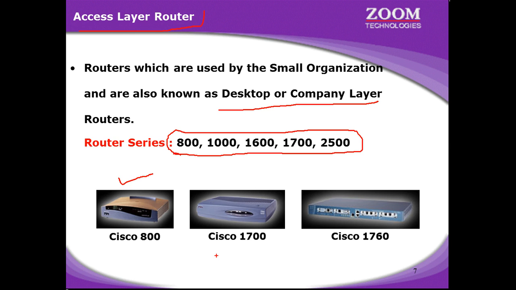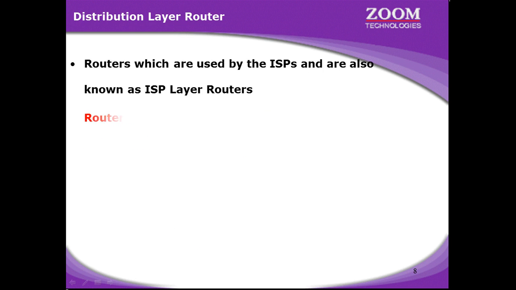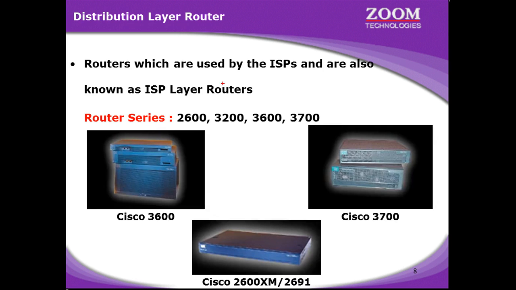Next is the distribution layer. The routers used by ISPs are also known as ISP layer routers, and it is also used by a big branch office. Like the 2600 and 3700 series routers are distribution layer routers.